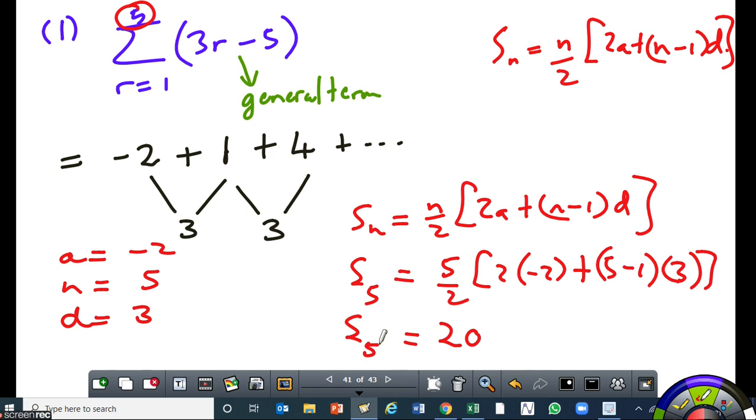Can you check that for me? This is 4 times 3, that gives you 12. 12 plus minus 4 will give you 8. Right? 8 times 5 gives you 40. 40 over 2, that's 20.